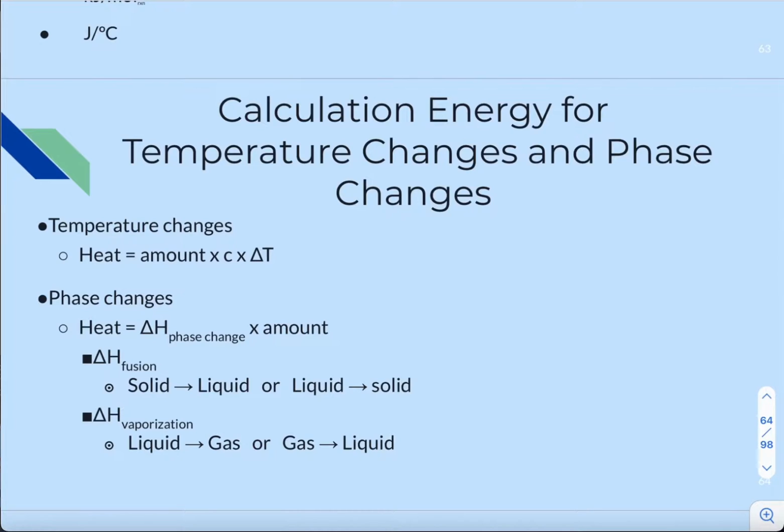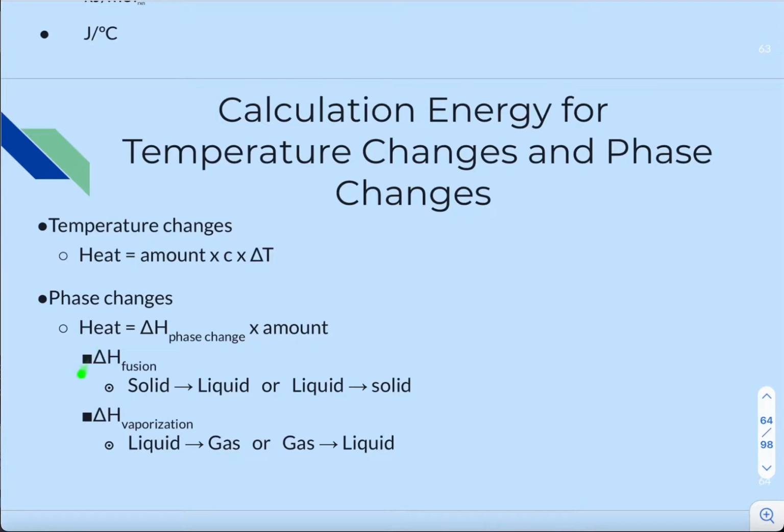All right, so now we're going to finish up this video. We're just going to talk about heating curves for a bit. Heating curves you probably saw in your honors chem class. You've definitely seen this. It was in the first video, MC delta T. So when you're looking at your temperature changes, you're going to use MC delta T. When you're looking at your phase changes, like going from solid to liquid or liquid to solid, that's called fusion. So delta H of fusion. Liquid to gas or gas to liquid is vaporization.